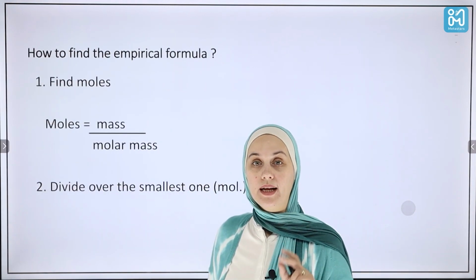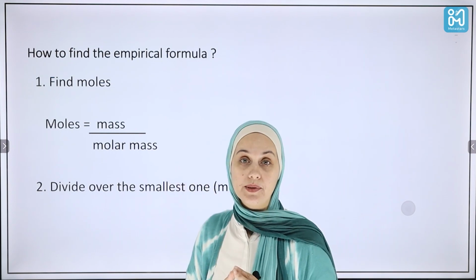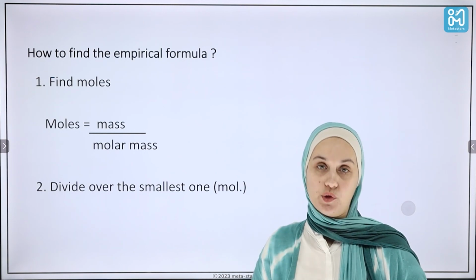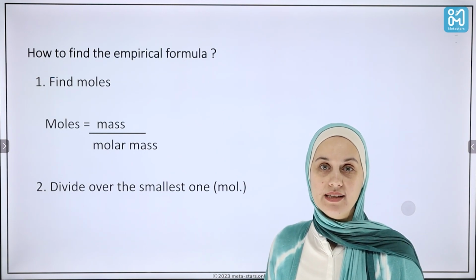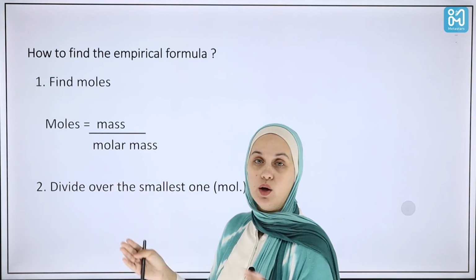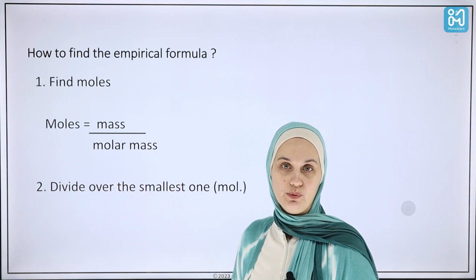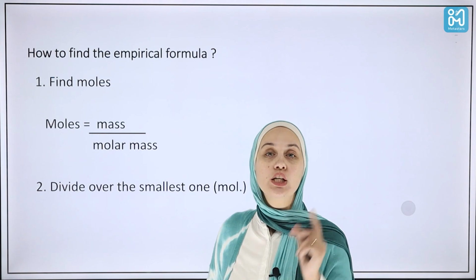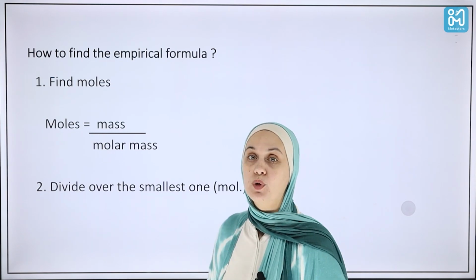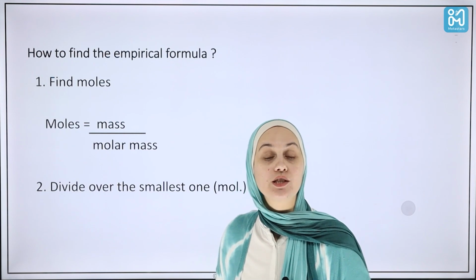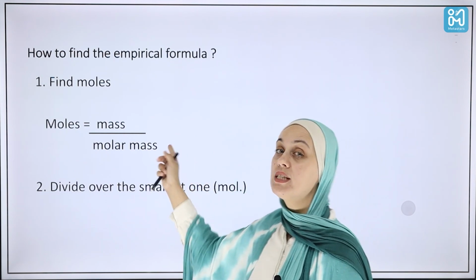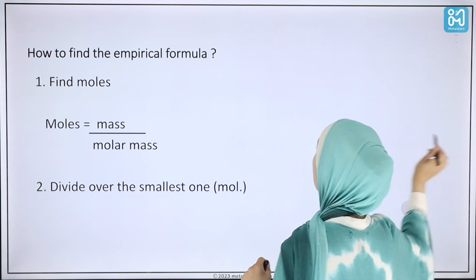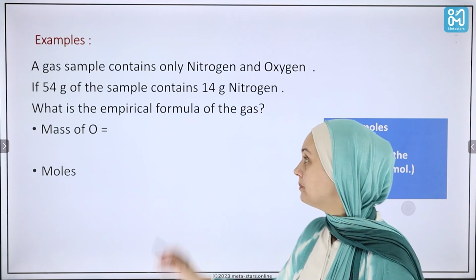To find the empirical formula, I summarized what you have to do in 2 steps. You have to first find the number of moles. In most of the questions, they give you the masses of these atoms. Once you are given the masses, it's so easy to find the number of moles. The only thing you have to do is use the relationship that we have learned before, which is mass over molar mass. So this is what you have to do: finding the number of moles. The second step is to divide. Divide over what? The smallest number. What smallest number? The number of moles that you found in the previous step. Things will be clearly more understandable when we do this example together.